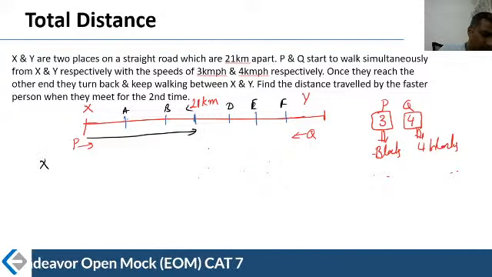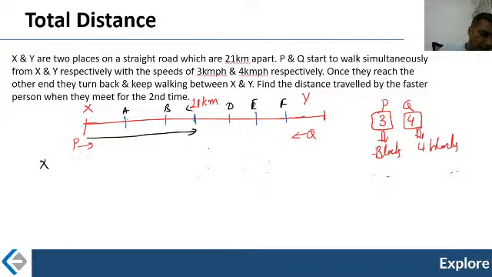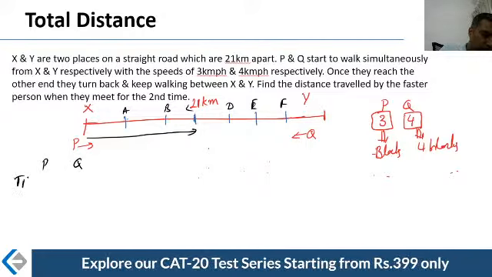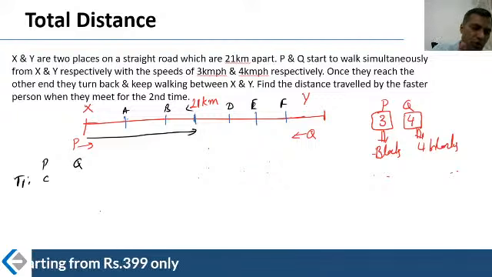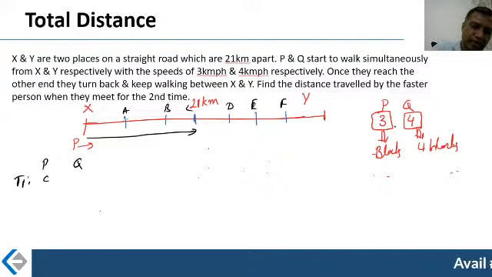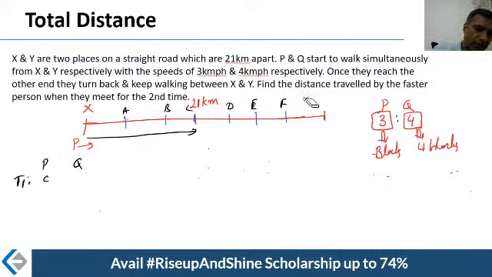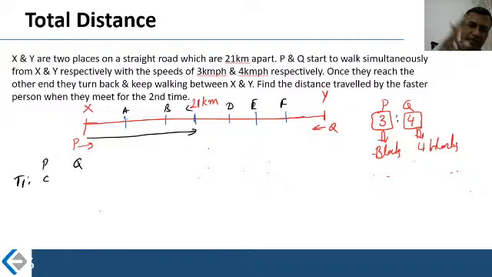Where is P, and where is Q? In the first time interval, P traveled 3 blocks, which means he is at C. By the same time Q also traveled 4 blocks, because the ratio of the speeds is 3 to 4. Therefore, I can talk in terms of blocks also. To help you understand, I'm doing this. Forget that number 21 for the time being. Let's say that I divided it into 7 blocks.